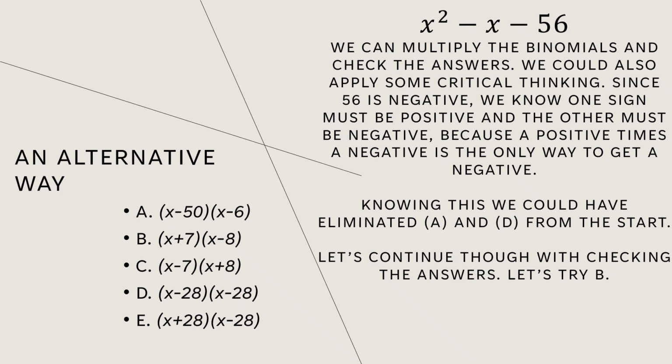Now, when we multiply the binomials and check the answers, we can also apply some critical thinking. Since 56 is negative, we know that one of the signs must be positive and the other must be negative. We just showed that 2 negatives equals a positive, right? It's only a positive times a negative, that's the only way that you can get a negative. So knowing that, we could have eliminated A and D from the start and just gone ahead with B, but I wanted to show you that FOIL and box method and just show you that you could apply some critical thinking to eliminate some answers very quickly off the bat.